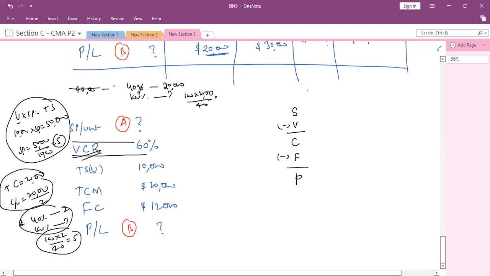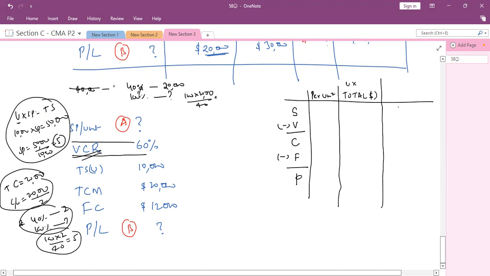Perfect. So in this table, I am writing here per unit, and here I am writing total value in dollars. That means units into something. And here I am writing percentage.